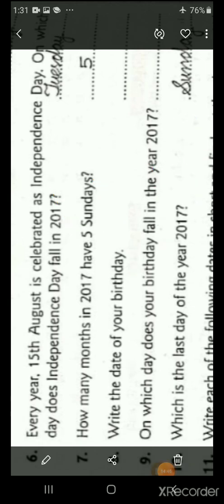Here the other questions also. You will see the calendar and will write the answers of these questions. Okay. Now the next question number 11, you can see, write each of the following dates in short and find out the day on which it falls. 23rd of January. You will see the calendar again. Here, you have to write in short way like this, and it is given Monday. Day also is already written here.